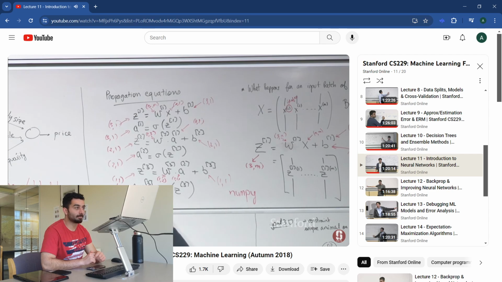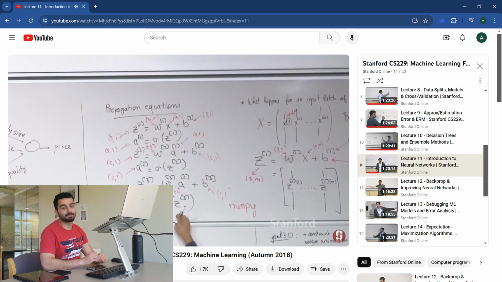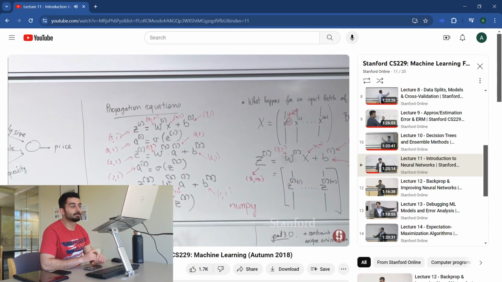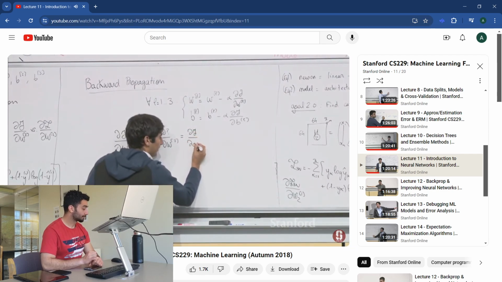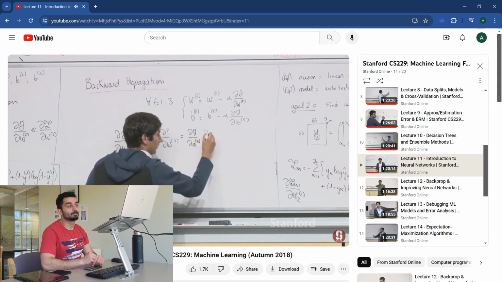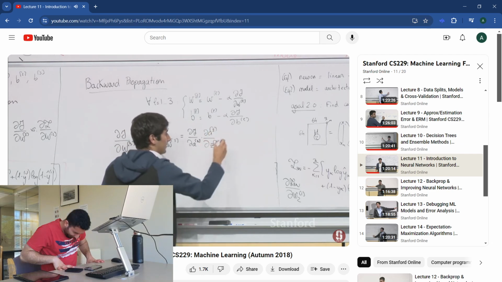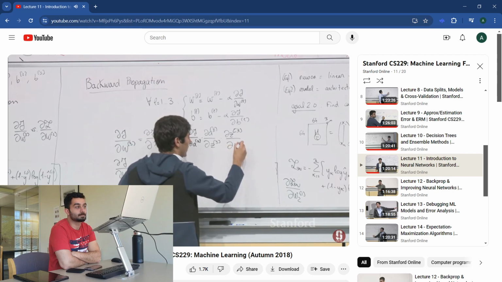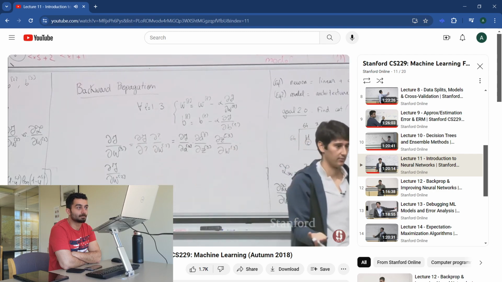Y hat is the same thing as A3, sigma of Z3. I know it depends on Z3. And I also know that Z3 depends on W3. It's not difficult. The derivative of Z3 with respect to W3 is super easy. It's just A2 transpose. So I will just make a quick hack and say that this derivative is the same as taking it with respect to A3, taking the derivative of A3 with respect to Z3, and taking the derivative of Z3 with respect to W3. So you see, same derivative calculated in different ways.